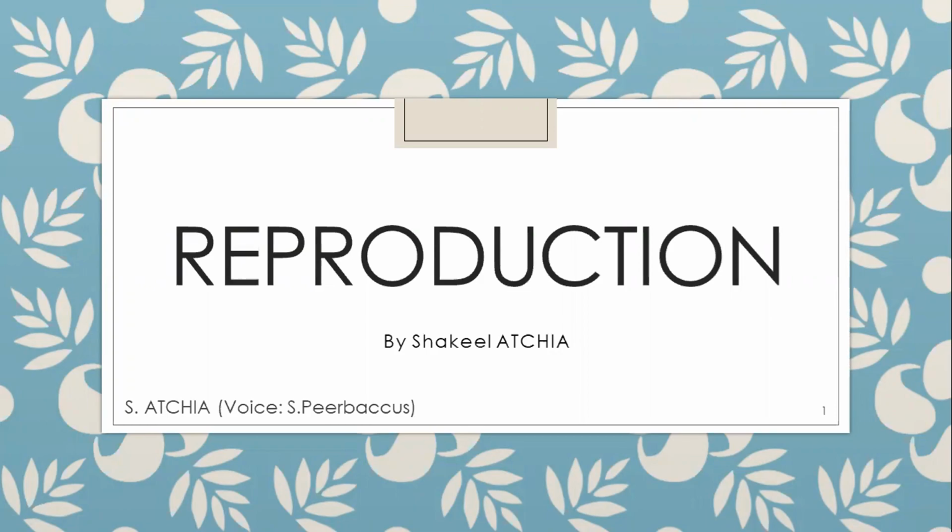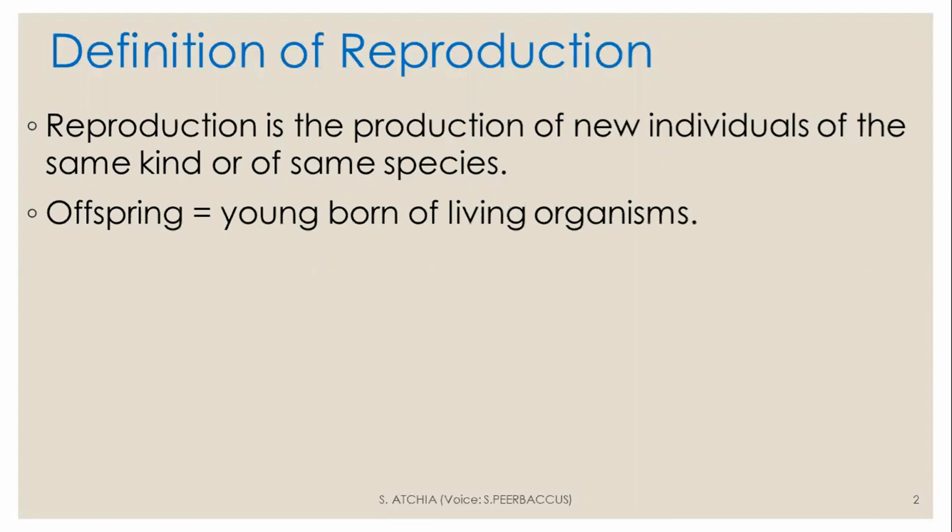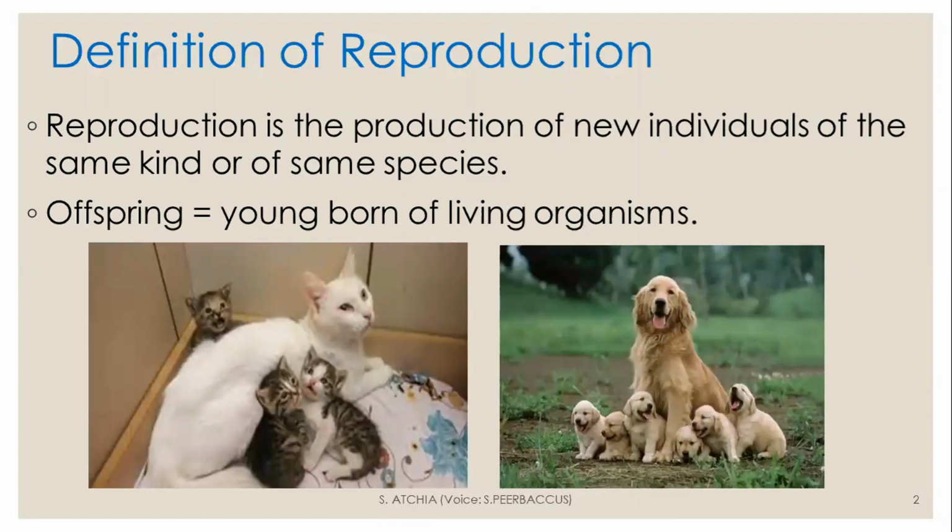So let's start. Reproduction. What is reproduction? Reproduction is the production of new individuals of the same kind or of same species. As you can see in the pictures, the cat will produce new little individuals just like itself. Another example, a dog will produce new individuals resembling itself, that is, sharing similar physical characteristics or traits. For example, having same ear shape, body shape, eyes, etc.